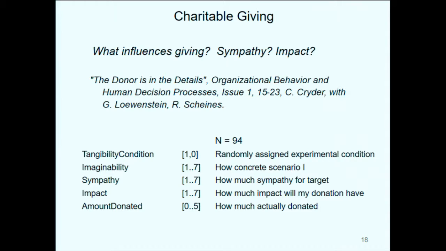It was an experiment, so there was a condition called the tangibility condition, and in that condition, the groups were randomized into a group in which the description of the situation was quite concrete and vivid, and so the level of imaginability was either low in one condition or high in the other, at least by intent. And we measured how much people had sympathy for the target of the donation, and we measured how much impact they thought their donation might have on the target of the donation.